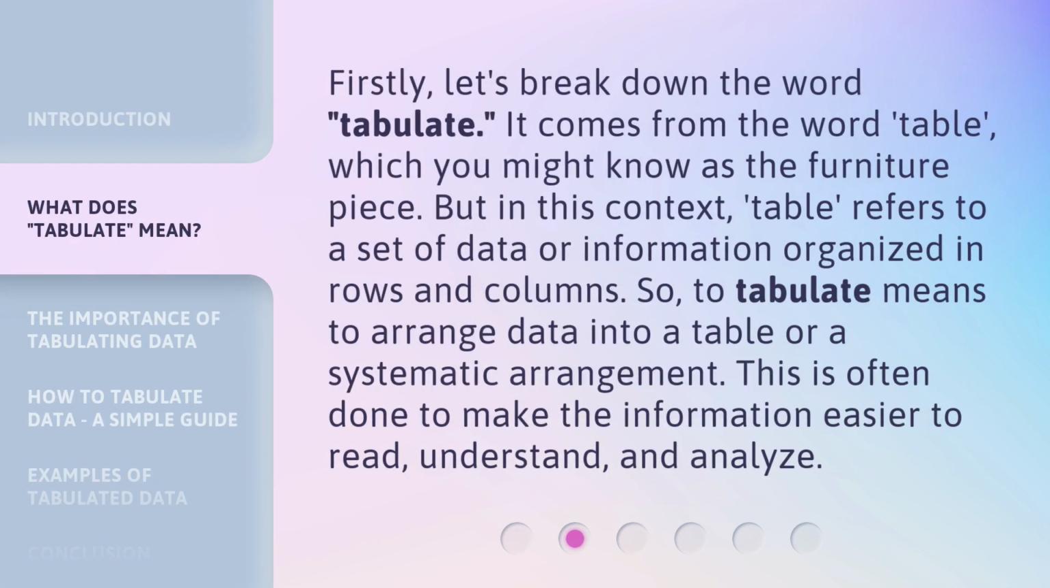Firstly, let's break down the word tabulate. It comes from the word table, which you might know as the furniture piece. But in this context, table refers to a set of data or information organized in rows and columns. So, to tabulate means to arrange data into a table or a systematic arrangement. This is often done to make the information easier to read, understand, and analyze.